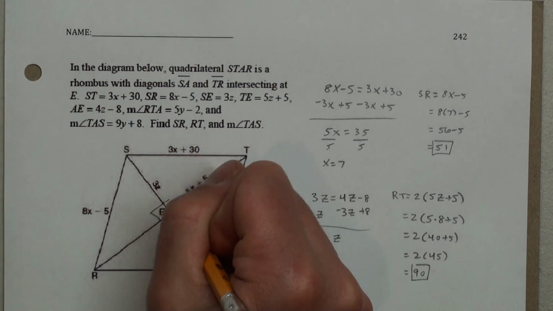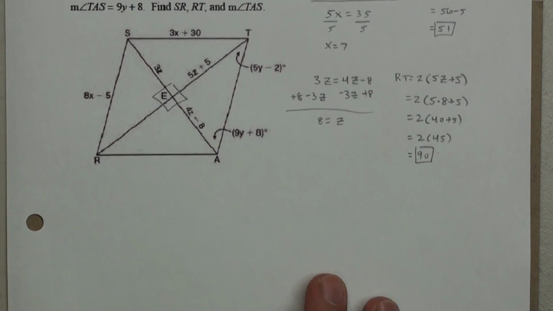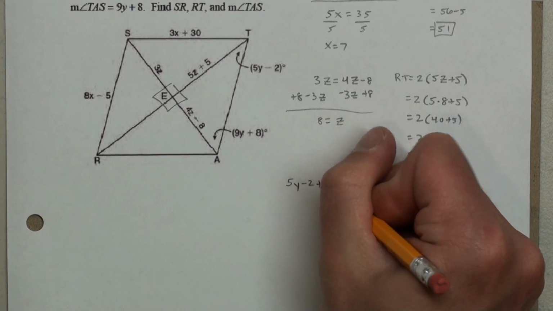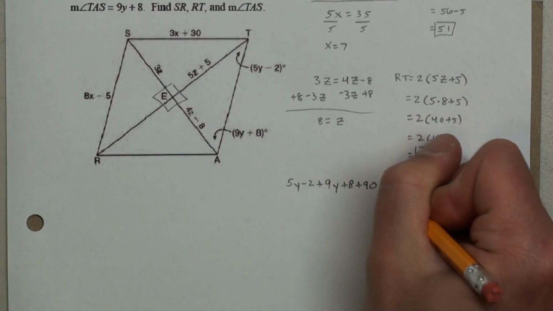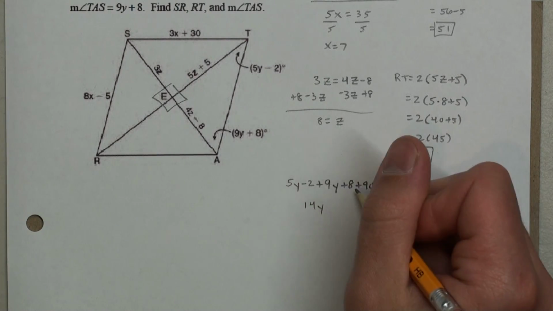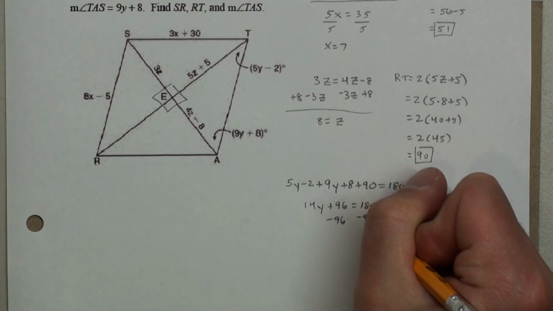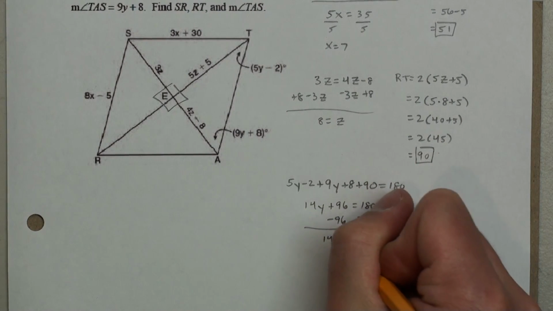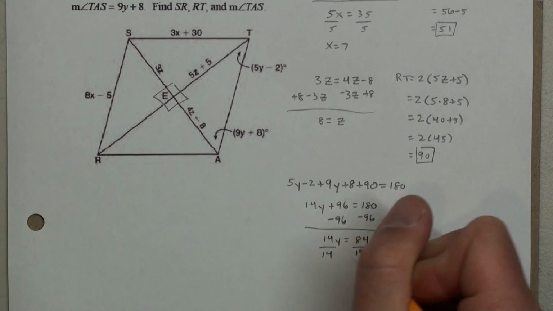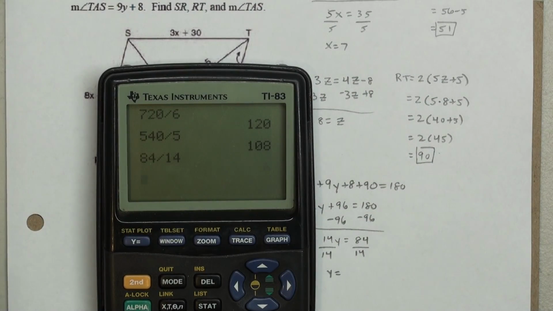We know that these form right angles, so if we look at this triangle, we know that these three angles must add up to 180. So that's how we can find y. 5y minus 2 plus 9y plus 8 plus 90 equals 180. 14y plus 96 equals 180. Subtract 96. 14y is 84. Divide by 14. y is 6.